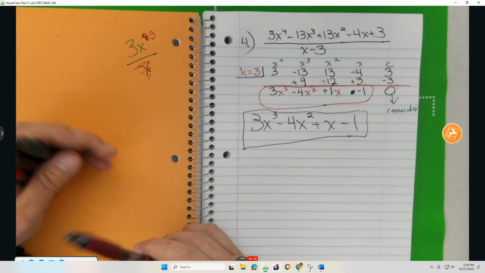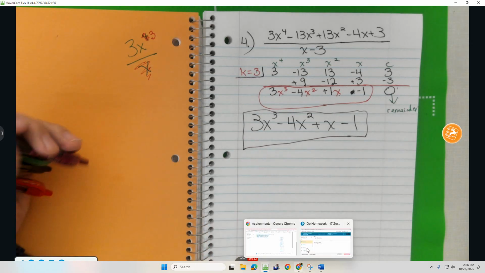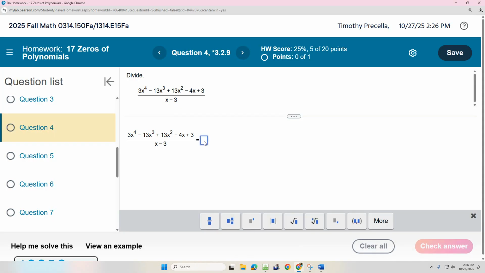Looking back at number 4, let me type in that answer. 3x cubed. Have we typed exponents before? Yes, we typed exponents before. Okay. Notice I'm looking at the wrong page. So minus 4x squared, arrow, minus 4x squared, arrow, plus x minus 1.